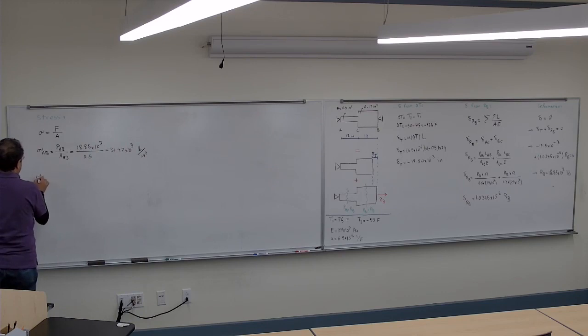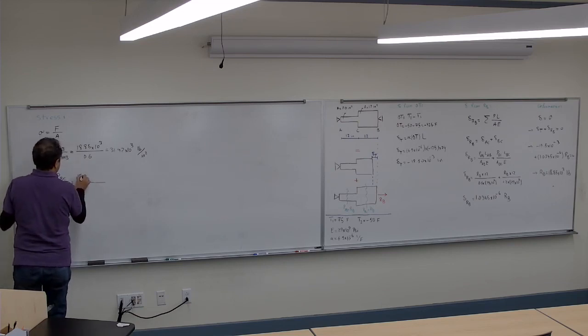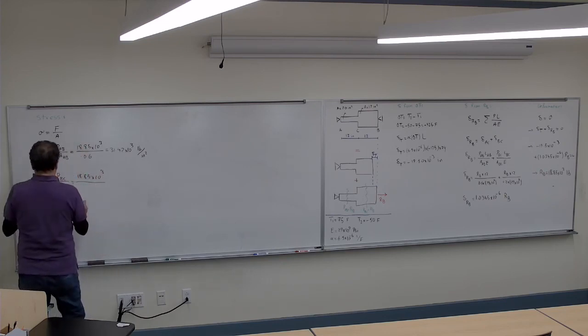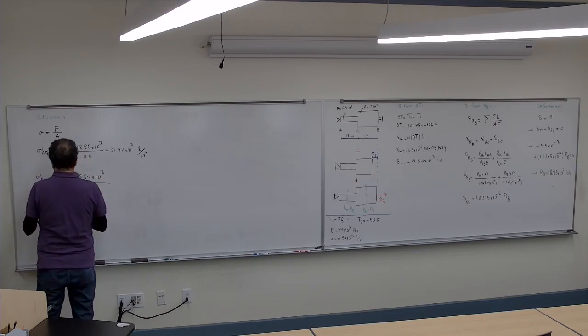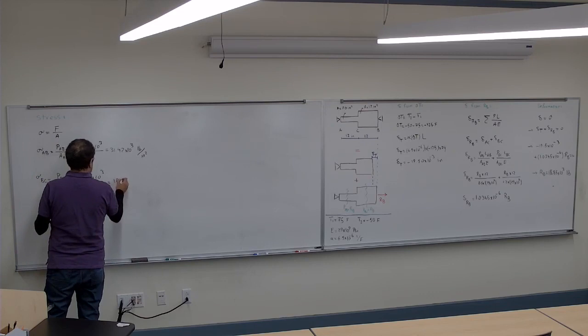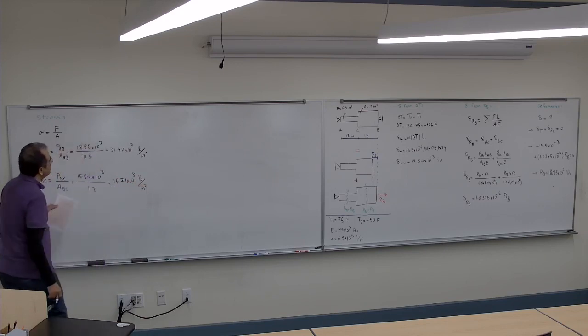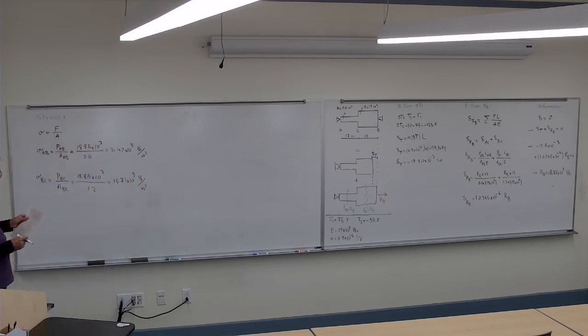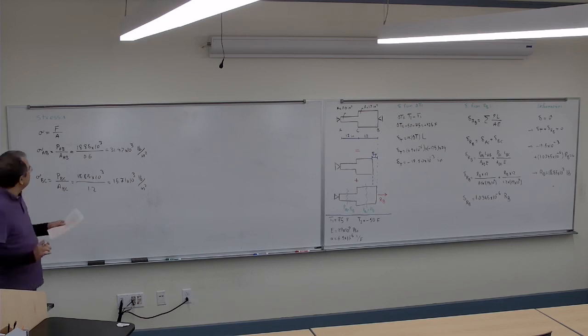The sigma for the BC, the same thing, is the P in the BC divided by area of the BC. The force is the same. The area is double, it's 1.2, correct? So it's gonna be 15.71 times 10 to the third pound per inch. Now the stresses.